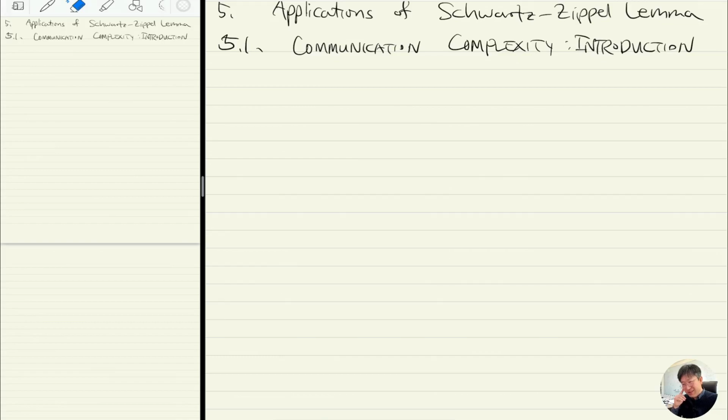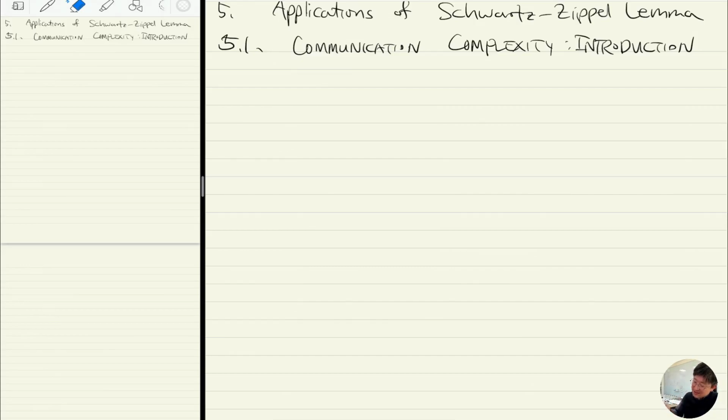It's about the polynomial of small degree, and you can find some assignment where the polynomial is non-zero with some high probability. Anyway, so let me talk about the communication complexity.